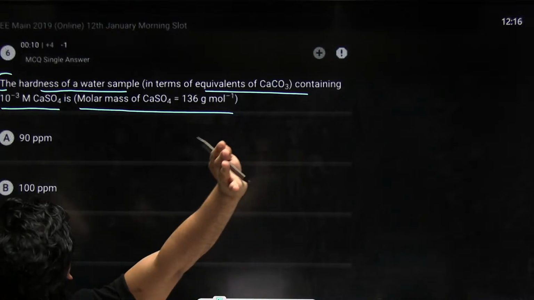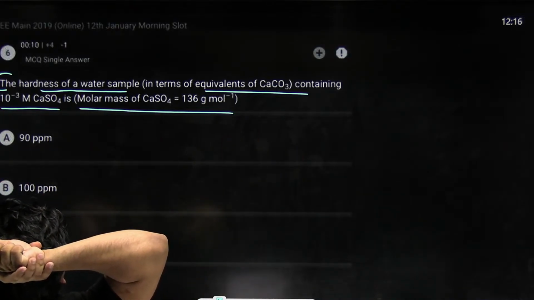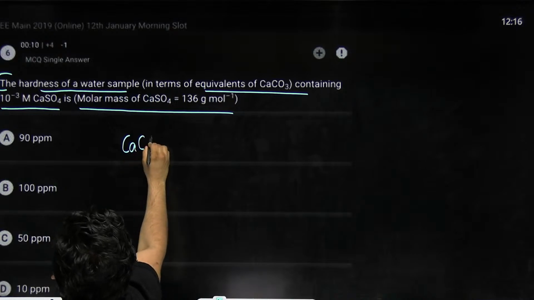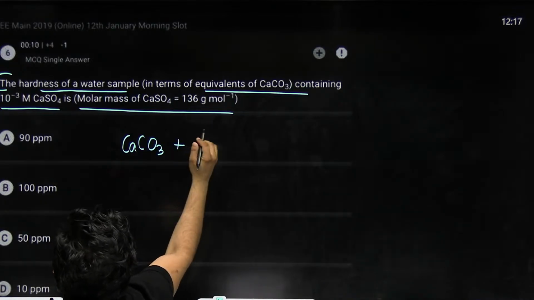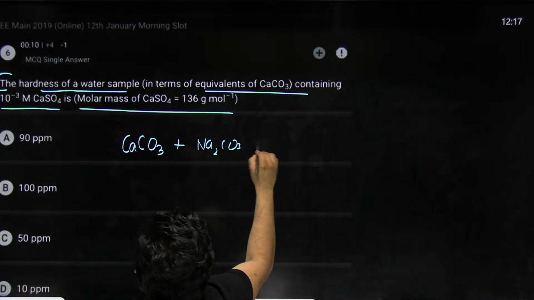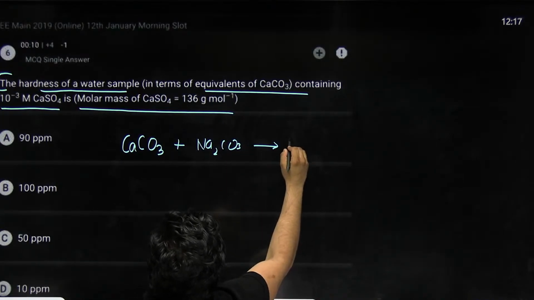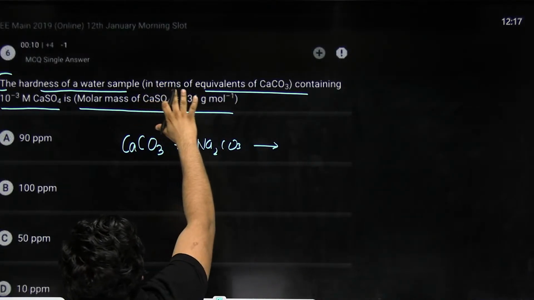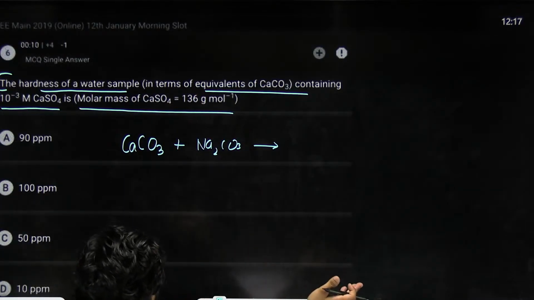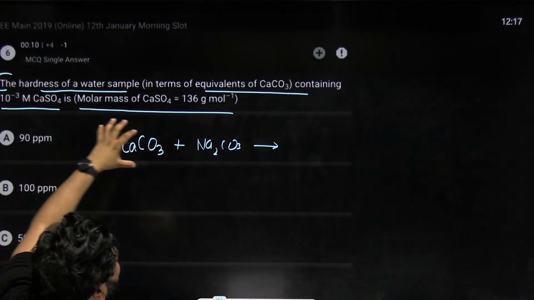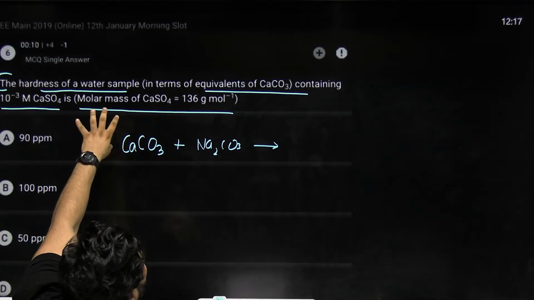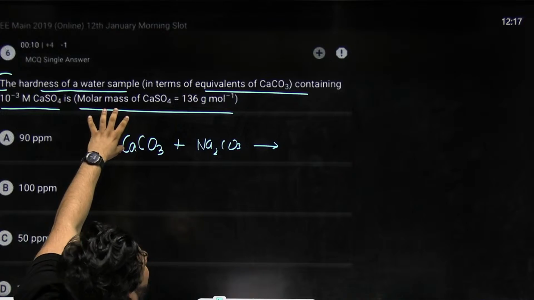Using sodium carbonate. So how much amount of calcium carbonate do we get by this reaction? CaCO3 plus Na2CO3, and the reaction takes place in this way. Maybe this question might be a bit difficult for you as of now, because you might not have undergone hardness of water or its calculation, but if you get this concept from me, then it will become a very easy question. You need to just apply the concept of molarity, and not just molarity, parts per million.